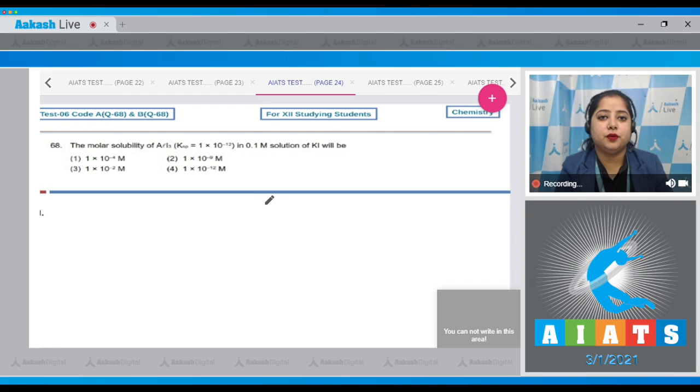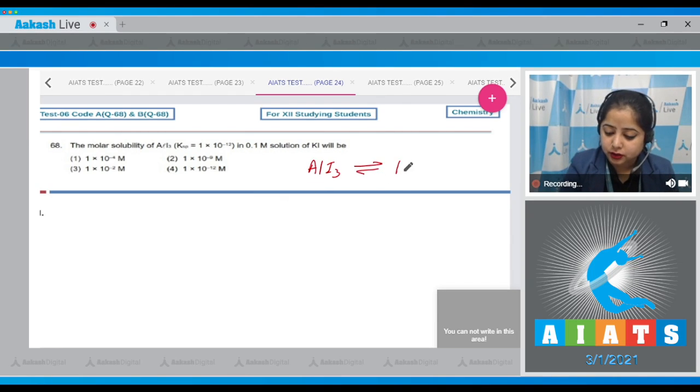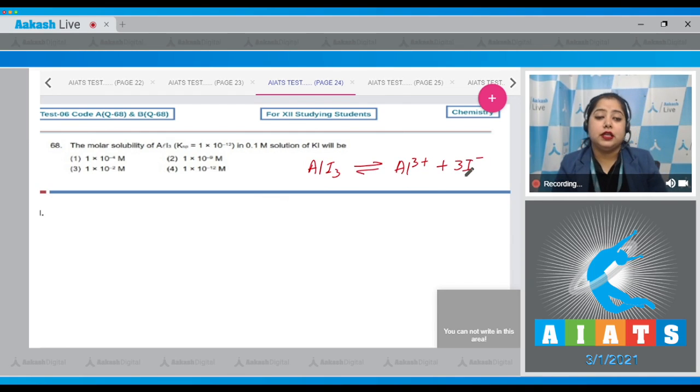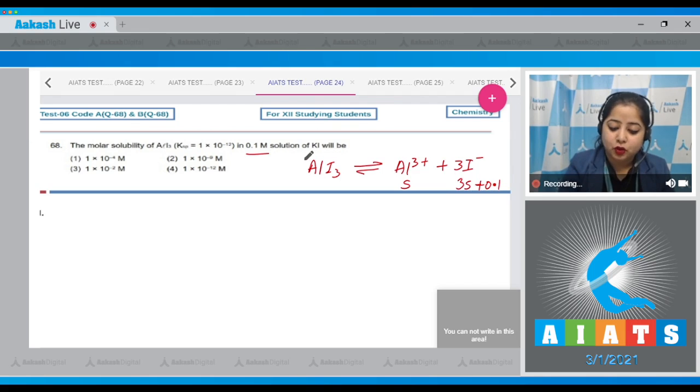So student, first of all, I'm writing the reaction of aluminium iodide. AlI3 gives Al3+ plus 3I-. So let's assume the molar solubility of aluminium iodide in the solution is S mole per liter. So the concentration of aluminium ion will be S mole per liter and the concentration of iodide ion will be 3S plus 0.1. 0.1 is from the potassium iodide, because potassium iodide also gives 0.1 mole of iodide ion.